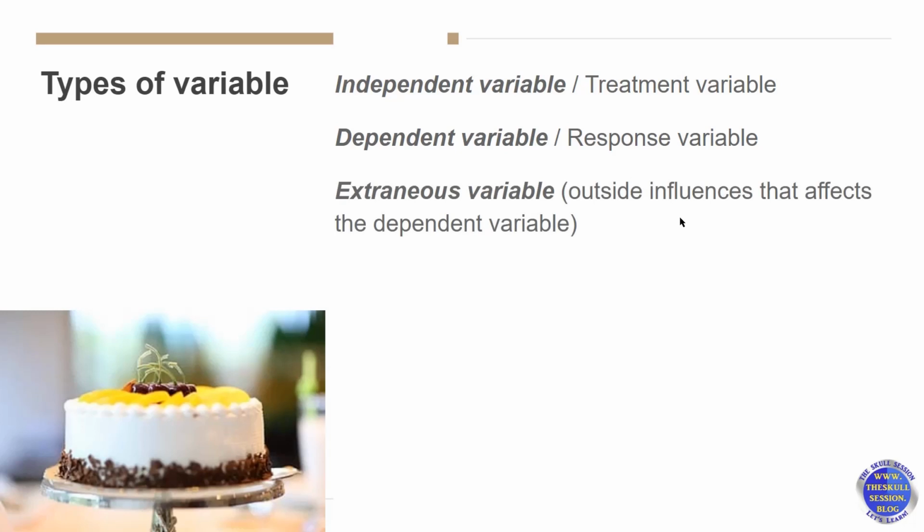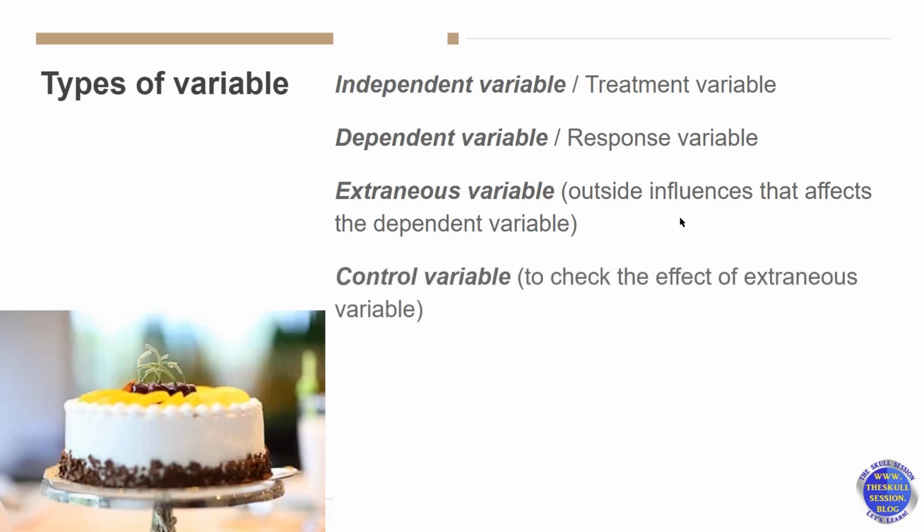Next important concept is the extraneous variable. Outside influences that affect the dependent variable or response variable. Now, talking about the icing, it will be affected by the atmosphere, the overall temperature, humidity, all these are going to affect the quality of icing. Now, we have changed the recipe of icing and we have seen a particular difference in the overall quality of the cake, which may be desirable, but because of the climatic condition, the temperature and humidity, the icing can become affected. So these factors are called extraneous variables.